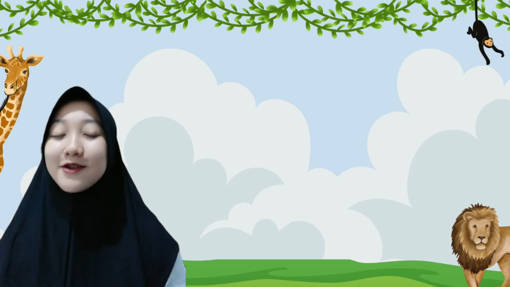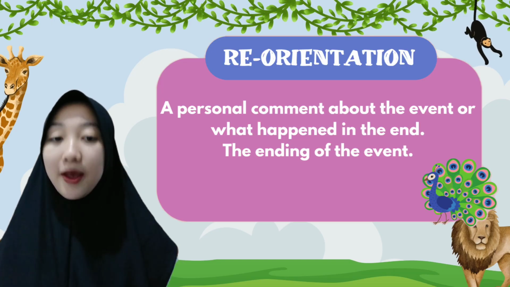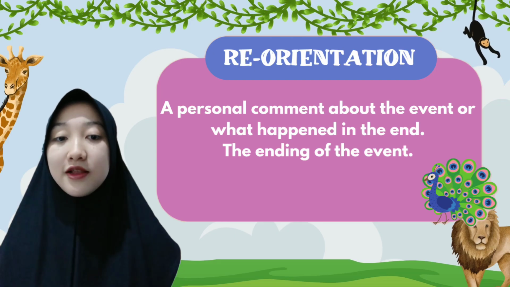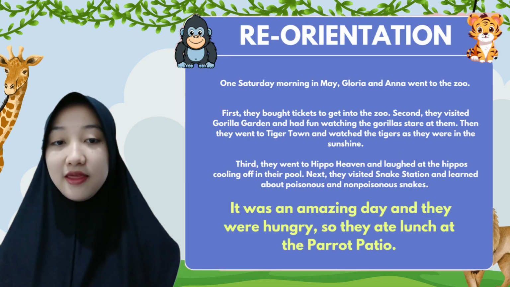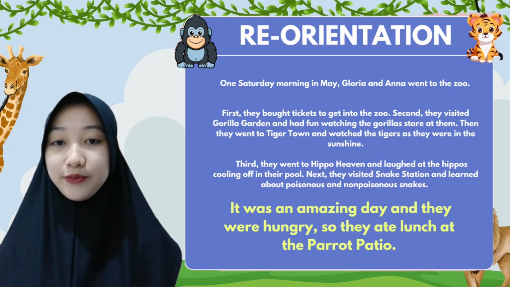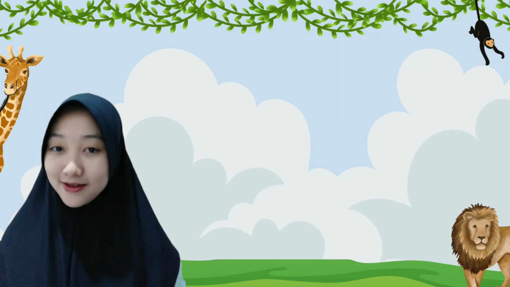For the last one is reorientation. It tells us about the personal comment or what happened in the end. We can say that the reorientation part is the closing of recount text. In the example provided, we can see that the reorientation part is in the last paragraph which states, it was an amazing day and they were hungry, so they ate lunch at Parrot Patio. So far, did you get it? It's so easy, right?